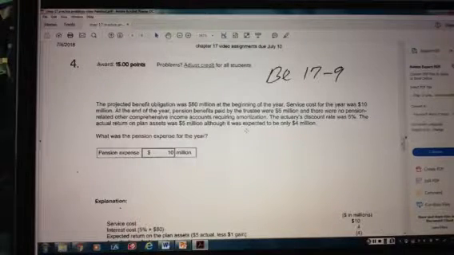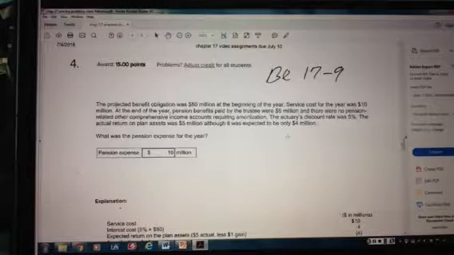So what does that mean? It means that there was no prior service cost or any pension gains and losses to worry about. The actuary's discount rate was 5%. The actual return on plan assets was $5 million, although it was expected to be only $4 million.